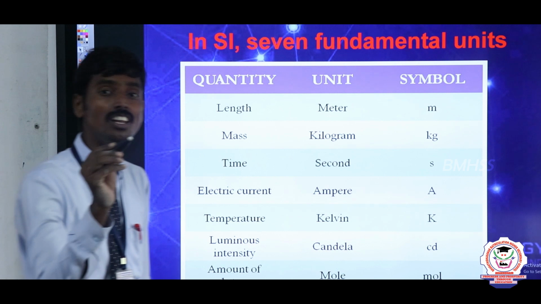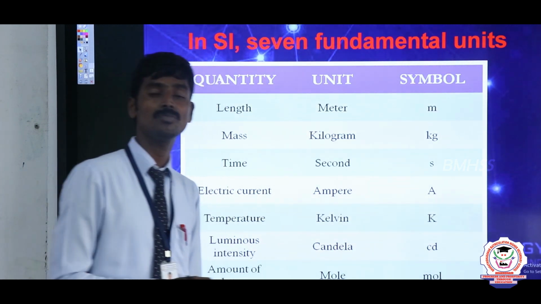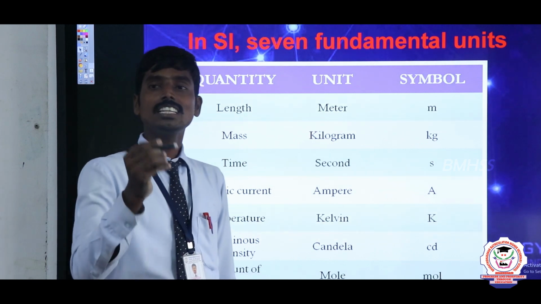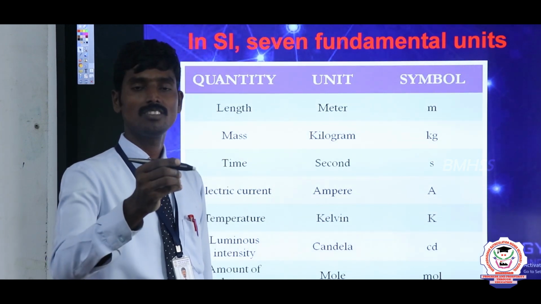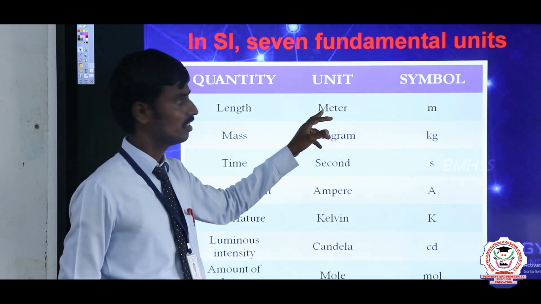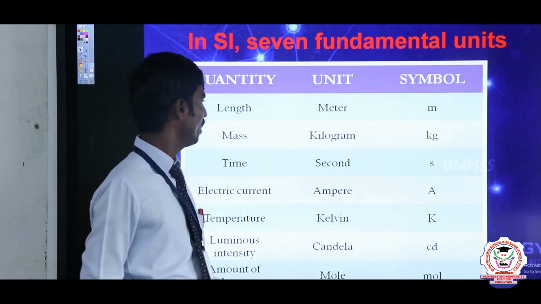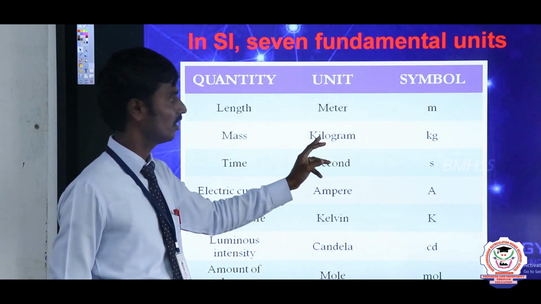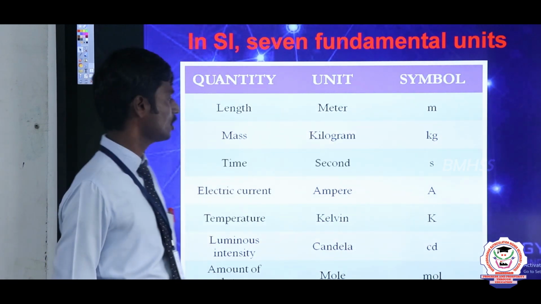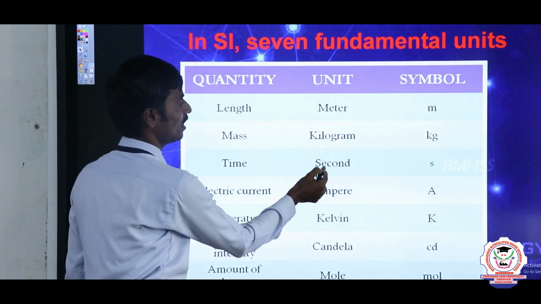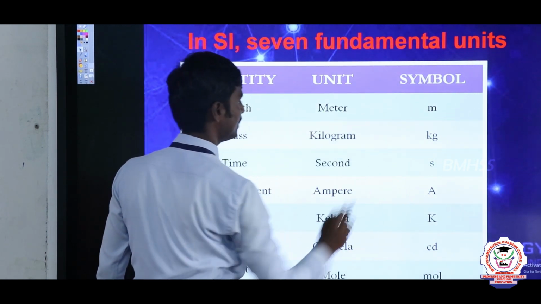This is a very important 1 mark question. My dear students, listen here. For example, the SI unit of length is, say, open your mouth. SI unit of length is meter, symbol m. Next one is the SI unit of mass, kilogram, symbol kg. Next one is the SI unit of time, second, symbol s.